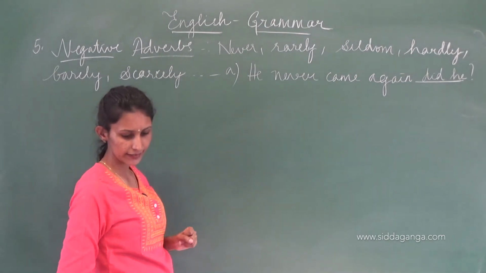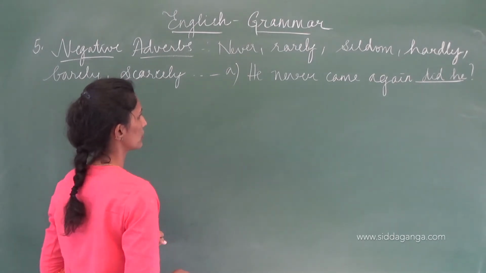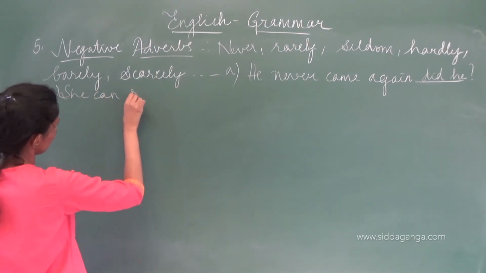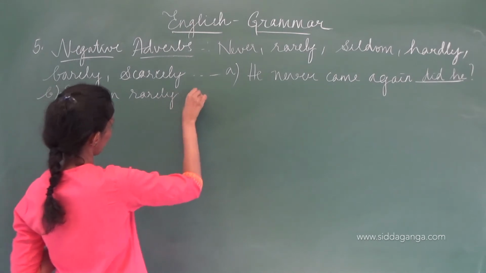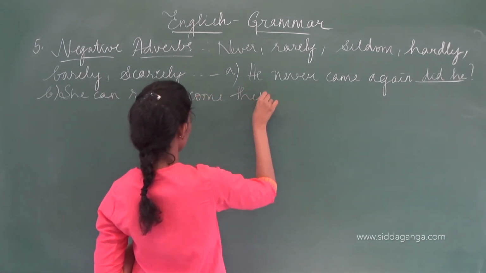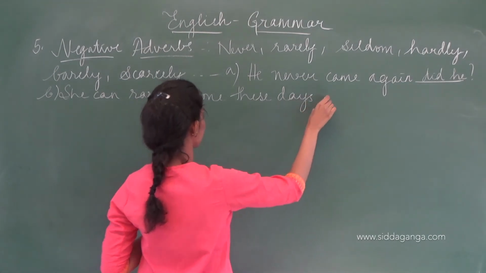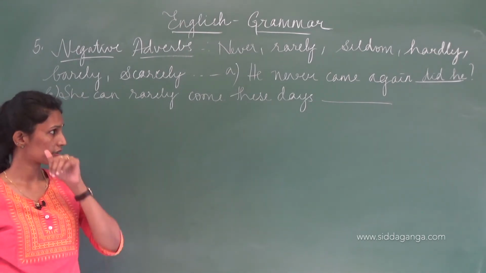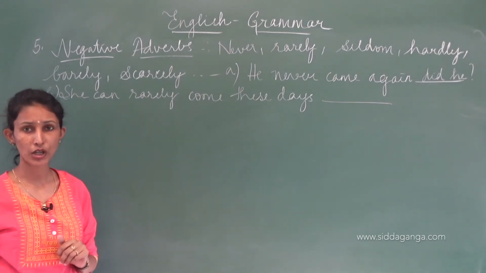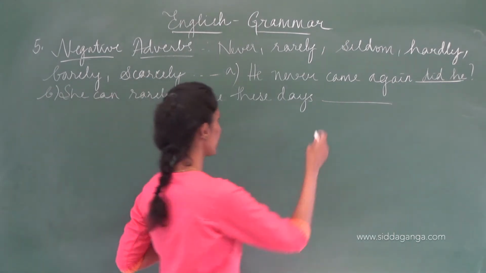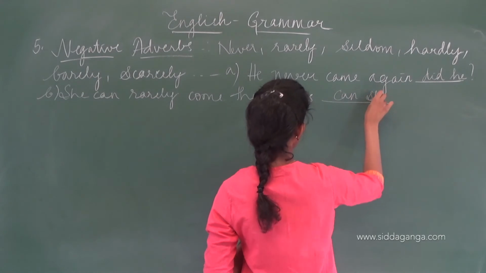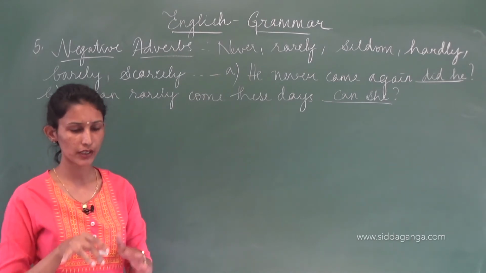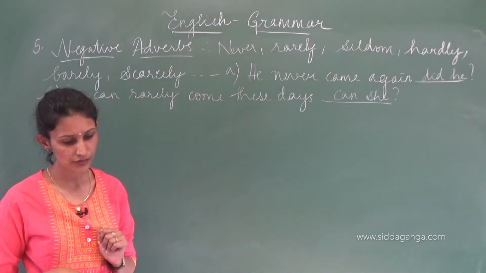And then, she can rarely come these days. She can rarely come these days. Negative statement, positive question tag. Can she? Easy as it is, can she? Now with so many examples, I hope you're getting a picture of how to do it. Yet I will do some examples for you, work it out for you, and then we'll see.